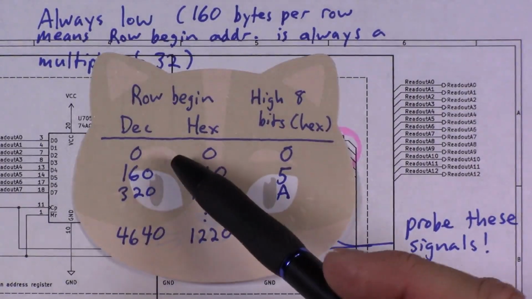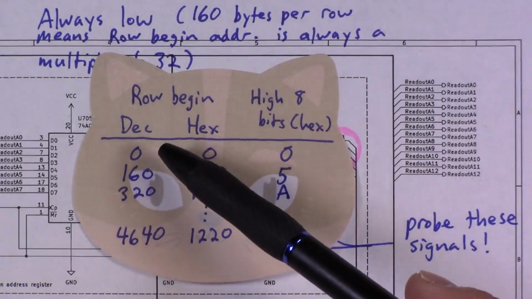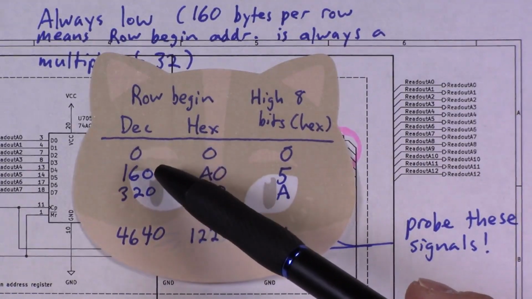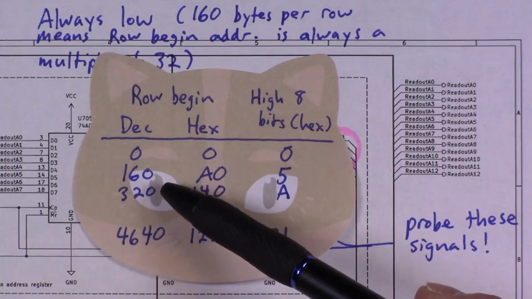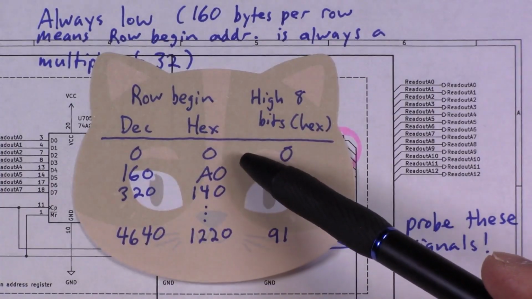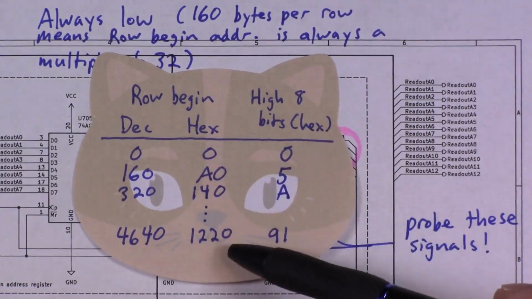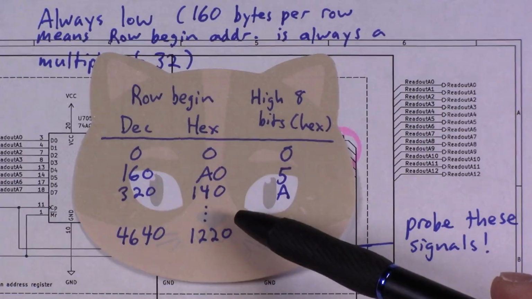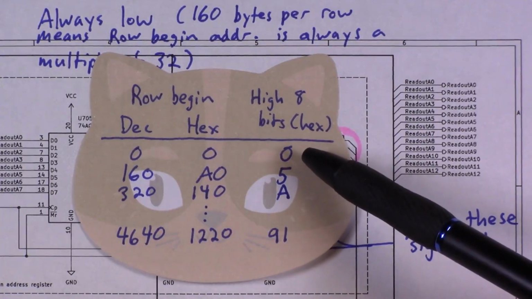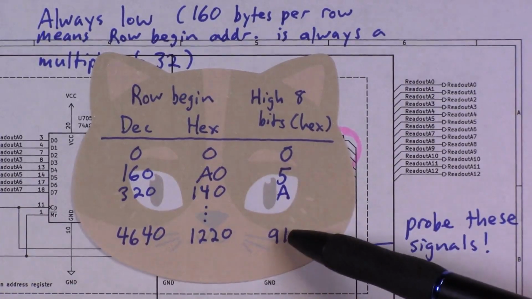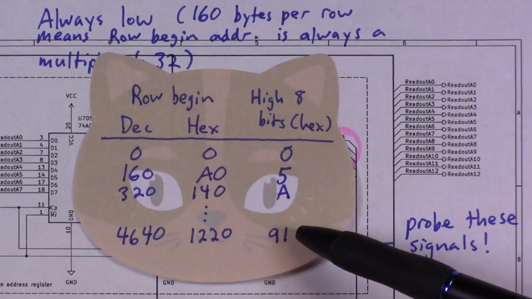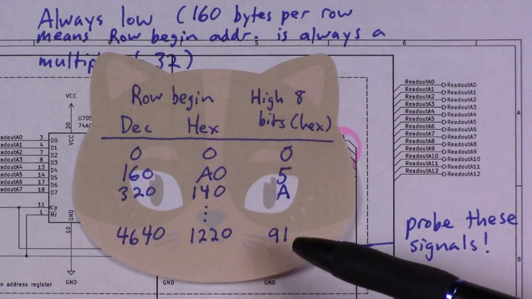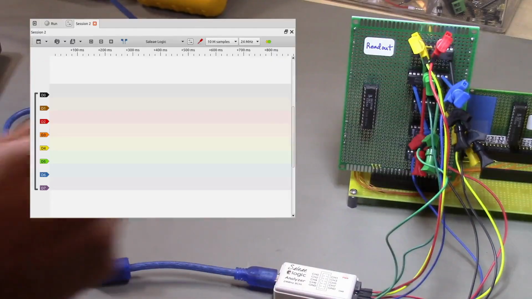All right, so the expected behavior is that the row begin address is first 0 at the beginning of the frame, and then 160 when we get to the second row of characters, and 320 when we get to the third row of characters, and so forth. In hexadecimal, that's 0, A0, 140, etc. You may recall seeing that in the simulation. So if we're only probing the high 8 bits of the row begin address, then what we should see is 0, then 5, then A, and so forth, and then 91 hex is going to be the last value that we should observe before the frame ends, and then at the beginning of the next frame we'll wrap back around to 0.